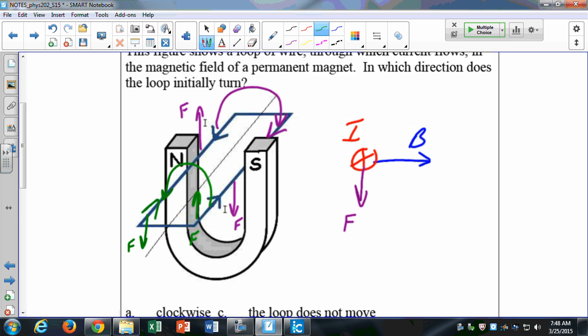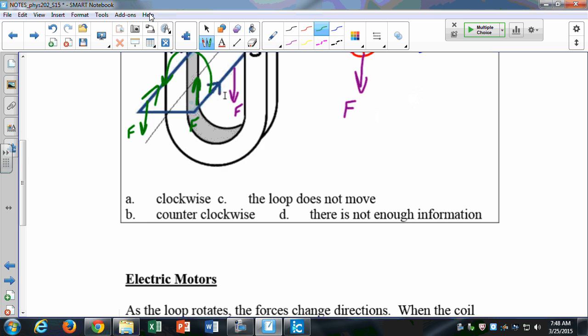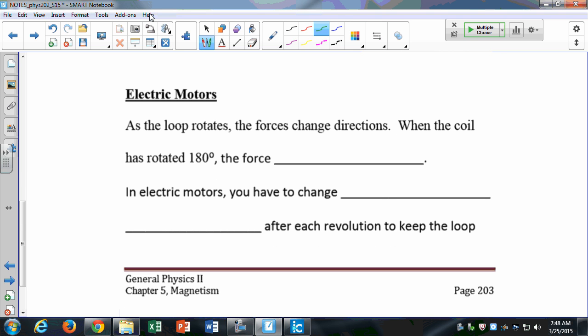So what you have to do is actually kind of clever. There are a couple ways you can get over this. As the loop rotates, the force changes direction. When it's rotated 180 degrees, the force is actually opposite. In electric motors, you have to change the direction of the current after each revolution to keep this loop rotating in one direction. And we have two ways to do this.